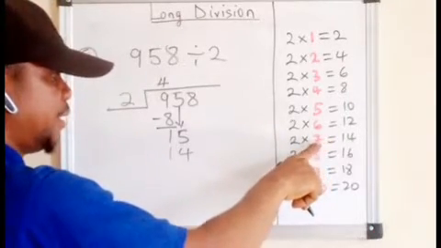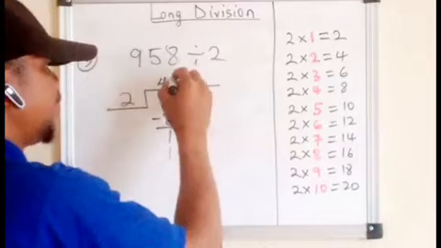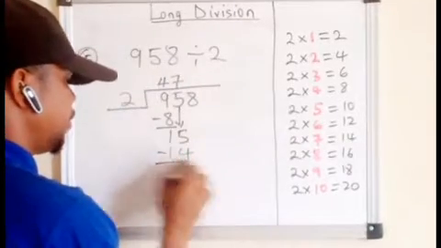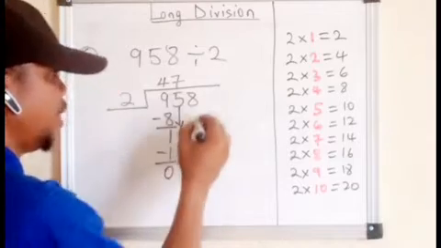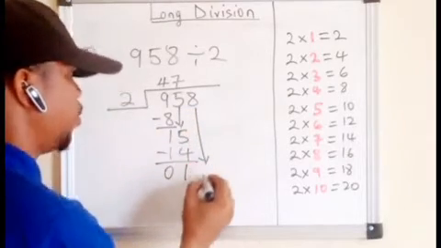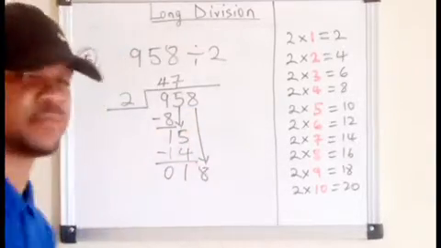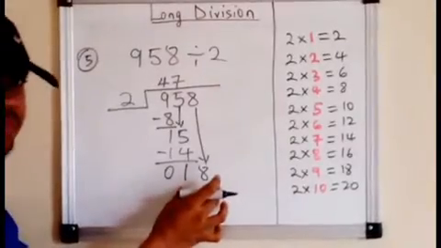7 is the middle number there. We write it on top. And then 5 minus 4 is 1. 1 minus 1 is 0. We'll bring down the last number there, which is 8. And then we have 18.